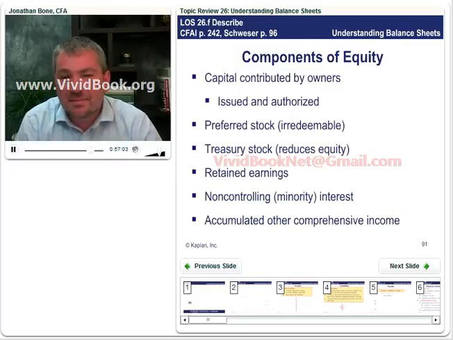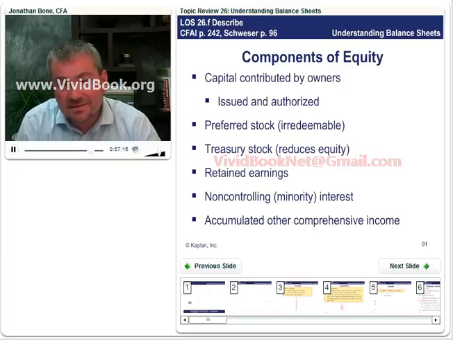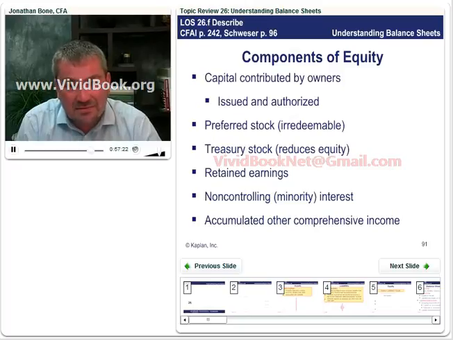Preferred stock, of course. Preferred stock that is irredeemable. If it is redeemable, i.e. has a fixed date, then it tends to get treated as a debt instrument because preferred stock has no votes. It has a fixed dividend, rather like a fixed coupon, as a percentage of par value. And of course, if it's redeemable, then it's got a fixed life as well. So redeemable preferred stock is nothing more than a debt instrument.